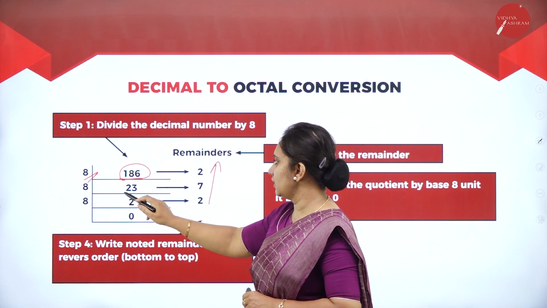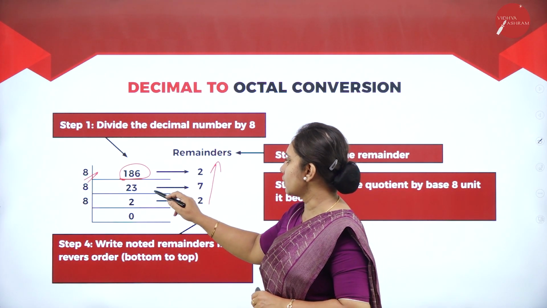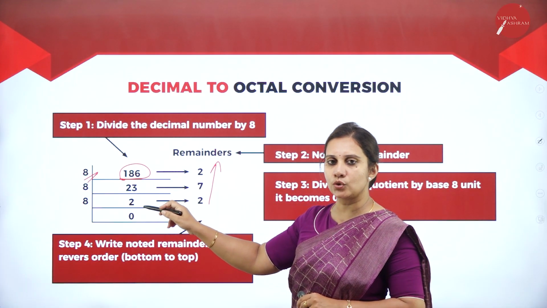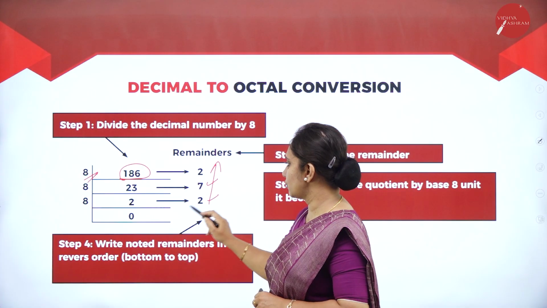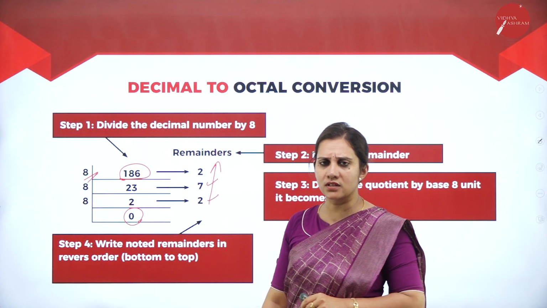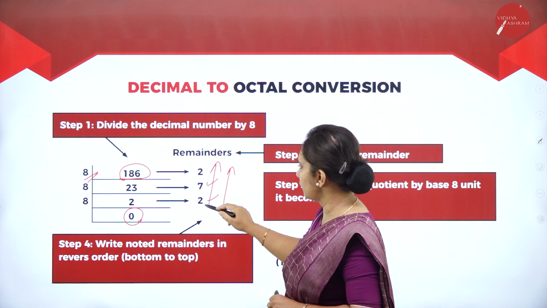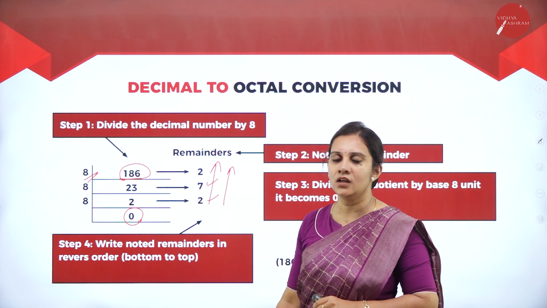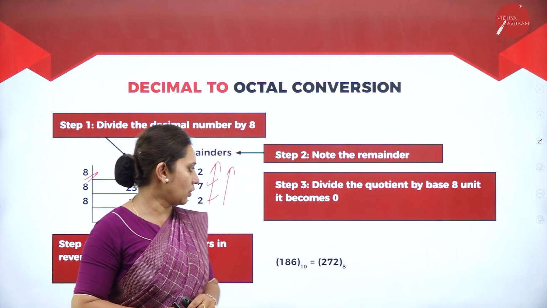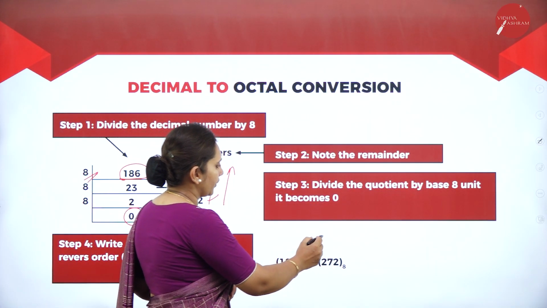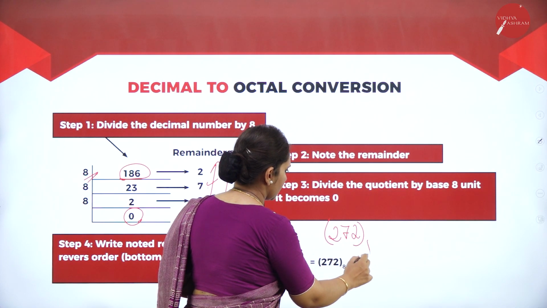Again, 23. 8 2s are 16, right? So 8 1s are 8, 8 2s are 16. I'll get the remainder 7, and again I'll get 2. The quotient will become 0. So taking the remainders in reverse order, I take 2, 7 and 2. That is the answer when I convert from decimal to octal. Here you can write it like this: 272 of base 8.